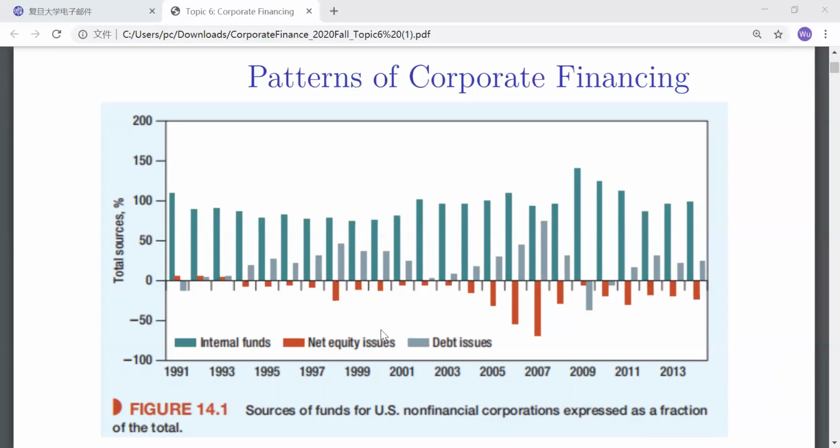So meaning that firms usually do not actually issue shares, right? It's essentially the issuance minus the buyback, right? So if it's negative, that means firms normally would do buyback instead of issuing shares, right? So this is what they do.